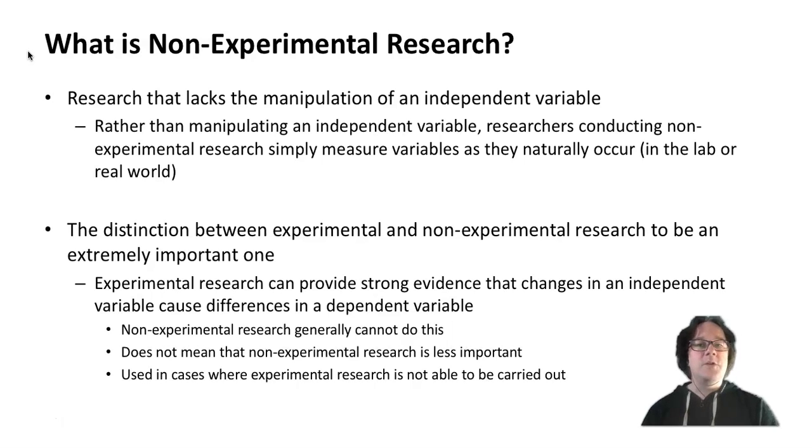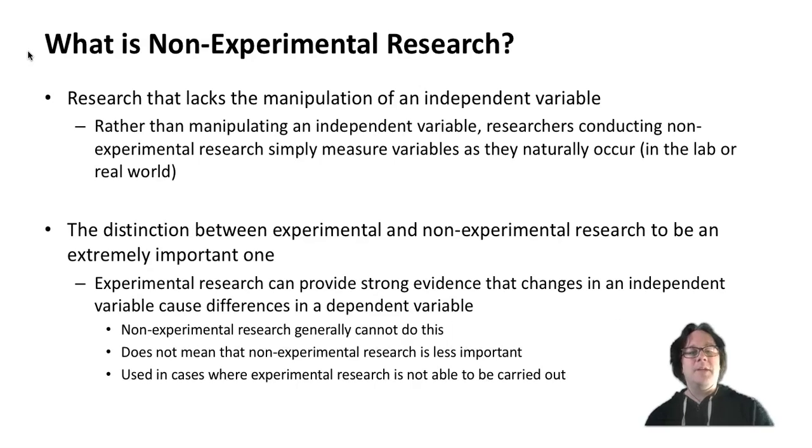Hopefully this question is something that you can answer, because we already covered the chapter on experimental research, actually directly before this chapter, right? So hopefully we already know that non-experimental research, in whatever form that it takes, and we'll see that it takes on several different types or several different designs, lacks the manipulation of an independent variable. So rather than manipulating an independent variable, researchers who are conducting non-experimental research simply measure variables as they naturally occur. And that could be in the laboratory or that could be in the real world.